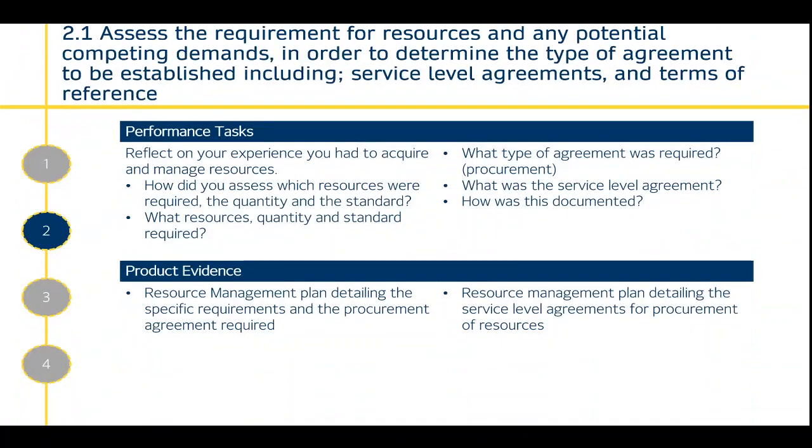Moving on now to the second outcome and transitioning into the project delivery phase. This outcome is about acquiring resources, and the first criteria, 2.1, is assess the requirement for resources and any potential competing demands in order to determine the type of agreement to be established, including service level agreements and terms of reference. So this is you assessing and identifying that resources are required.